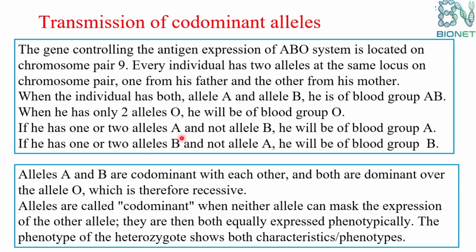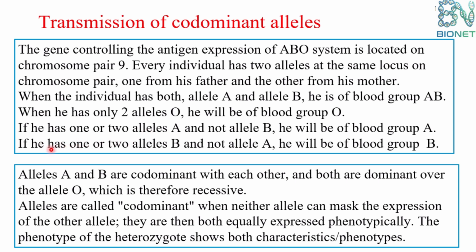Here, when they say that one allele A is enough for the phenotype to be blood group A, on condition that we do not have the allele B. So if we do not have the allele B, of course we will have the allele O, because each individual should have two alleles. Here when they said it has one allele A, it means the other allele will be O. So if the genotype is AO or AA, the blood group is A. It means the allele A is dominant over the allele O.